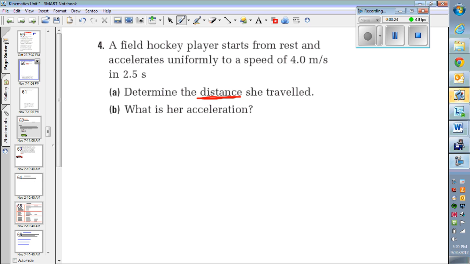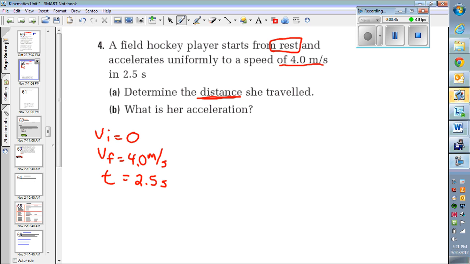So I'm going to write down some of the information that's given. Start from rest. That tells us that our initial speed, VI, is 0. You accelerate uniformly to a speed of 4 meters per second, so VF, final speed, is 4.0 meters per second, and this is done in a time of 2.5 seconds. So when the question wants to know the distance traveled, you have to figure out what type of formula you'd want to use.